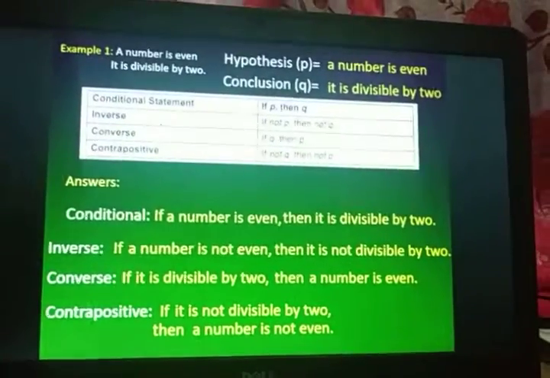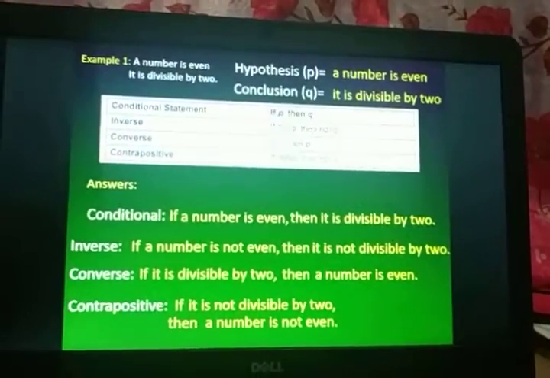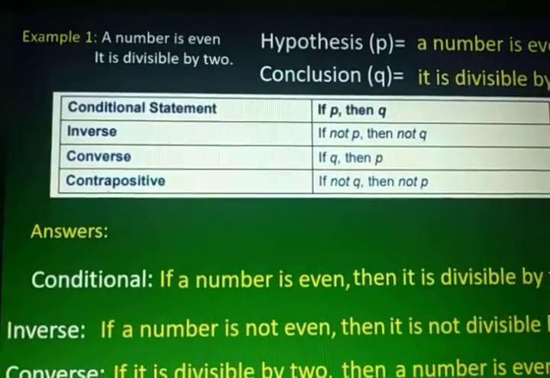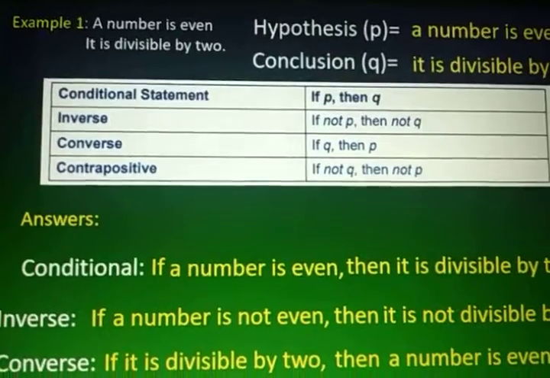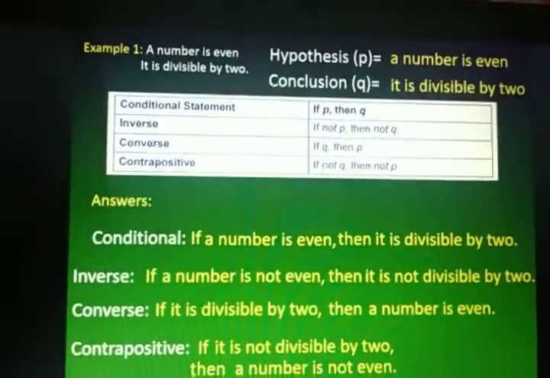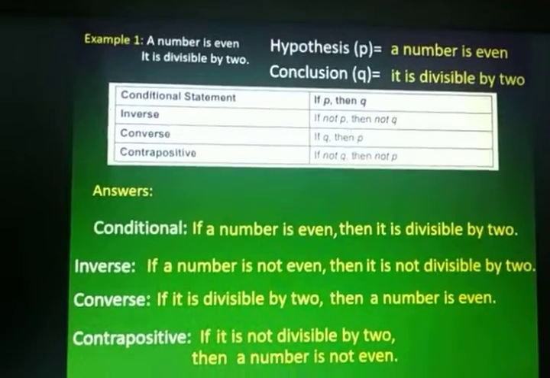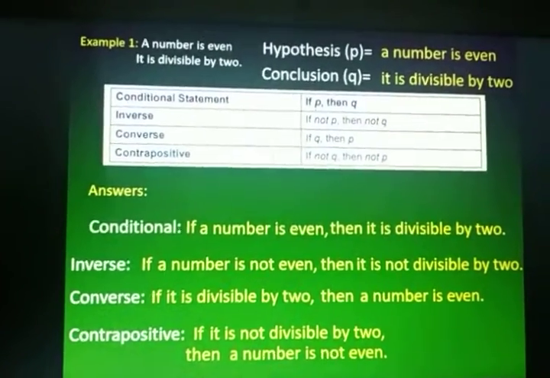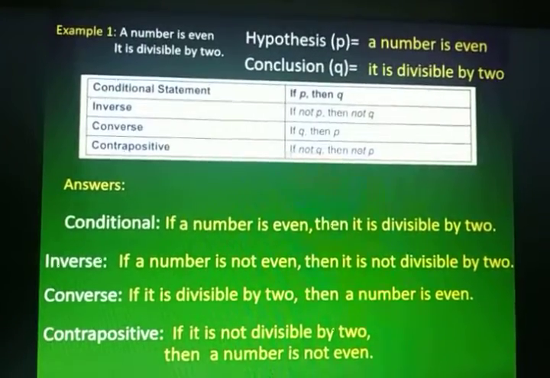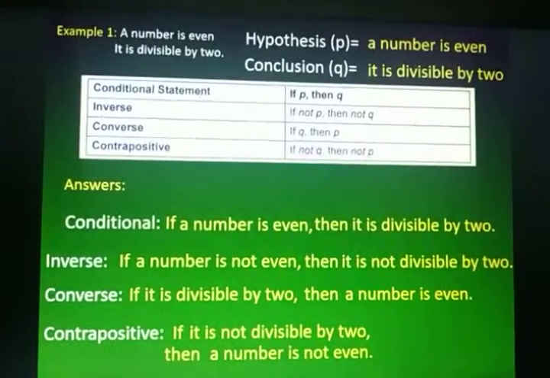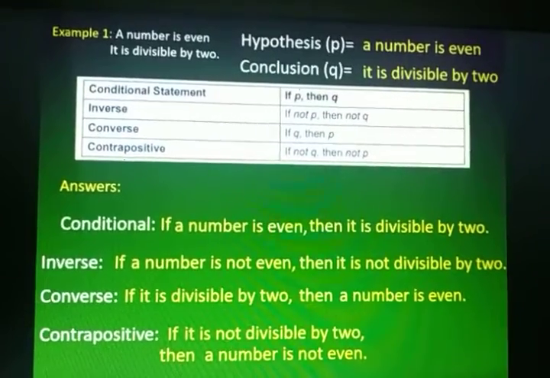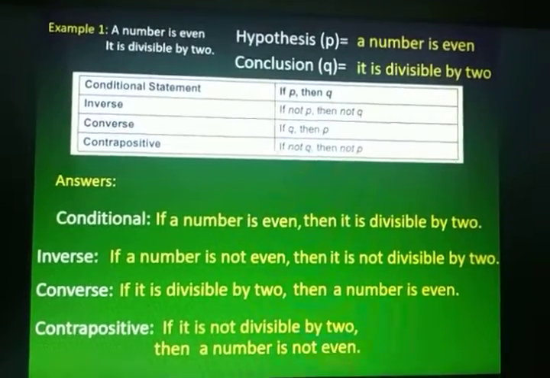The most important thing here is you identify the hypothesis and conclusion and then just follow the pattern for our 4 statements. These are statements that we can use in proving figures in our future lessons. Remember, conditional, if P, comma, then Q. Inverse, if not P, comma, then not Q. Converse, if Q, comma, then P. Contrapositive, if not Q, comma, then not P.